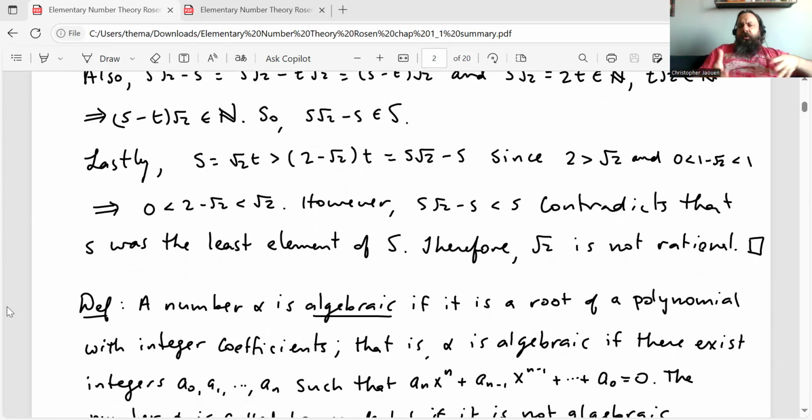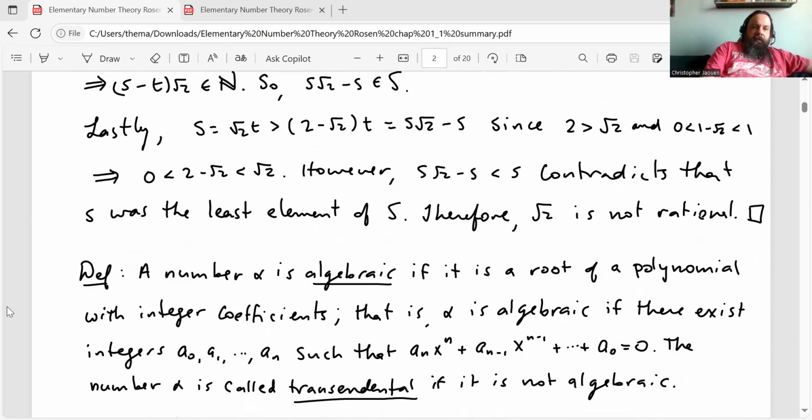Okay, so an interesting, different proof of this that you don't often see in, for example, analysis, because here we're using the properties of integers.